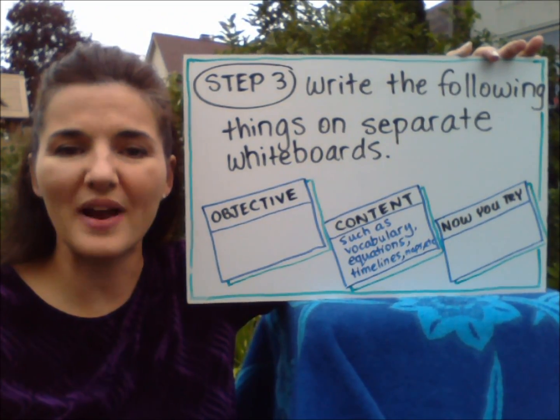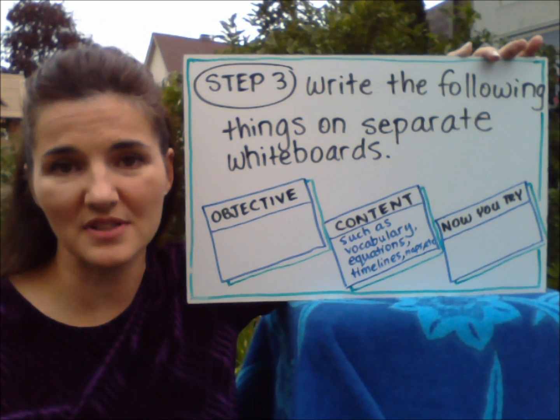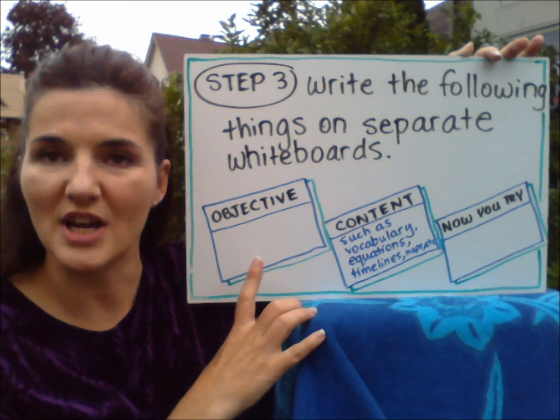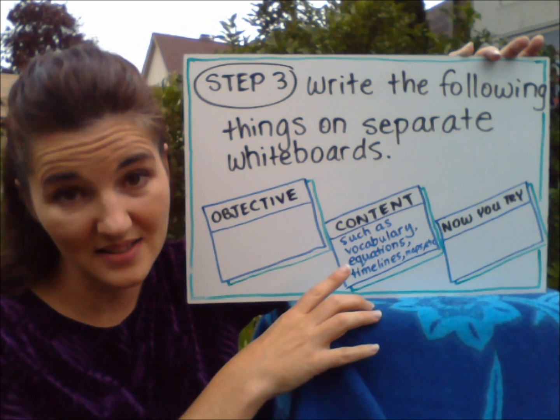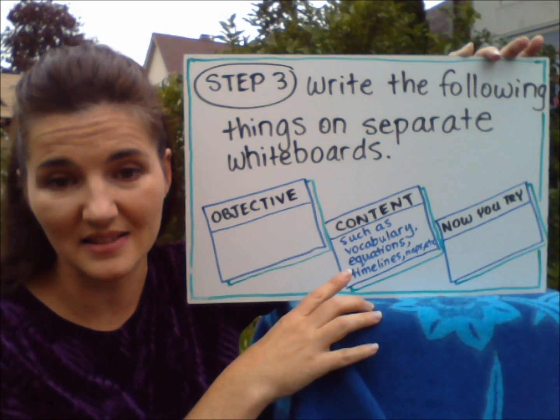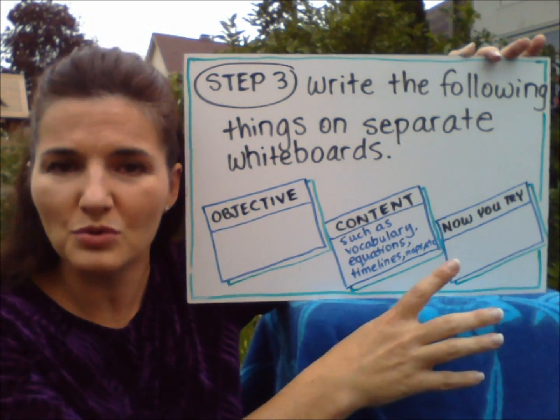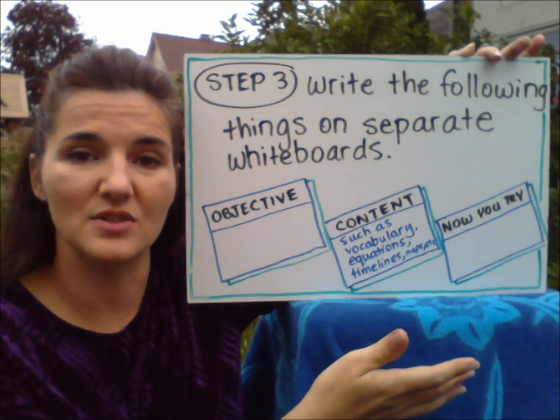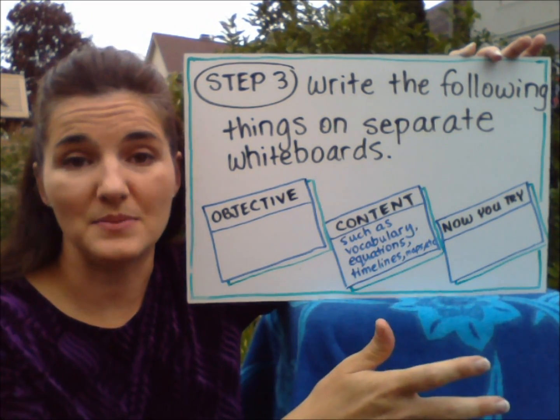Step 3, write the following things on separate whiteboards. First, your objective. Second, the content, the actual meat of the lesson. And third, the now you try section, where you're asking the student to try the concepts out on their own.